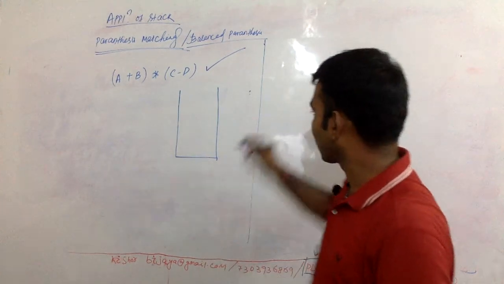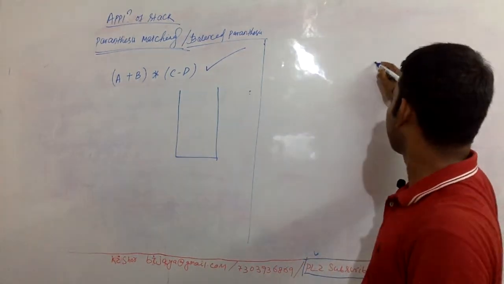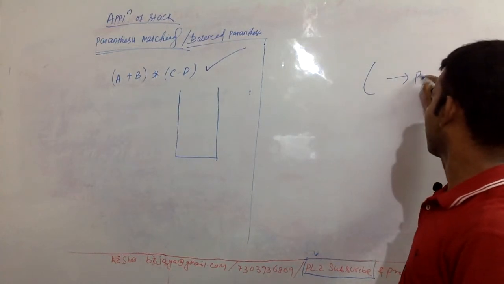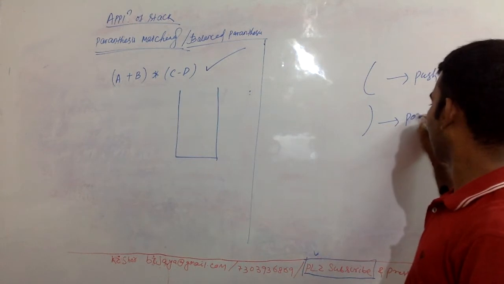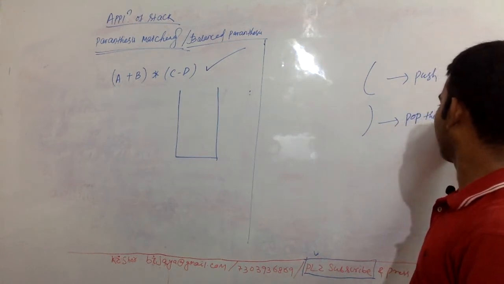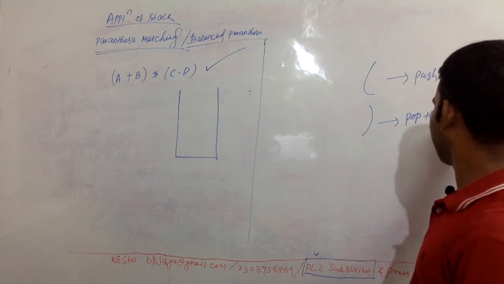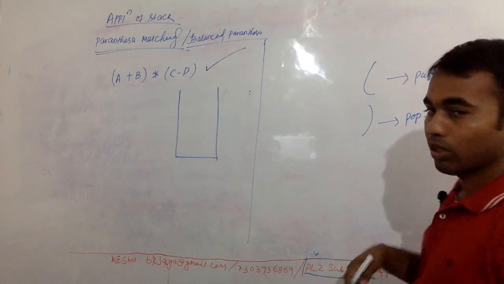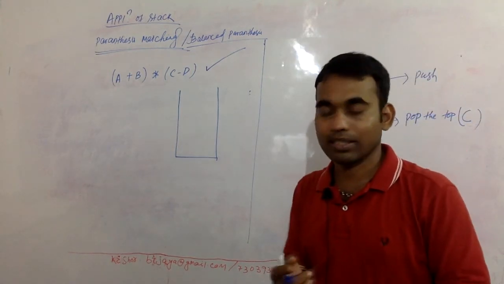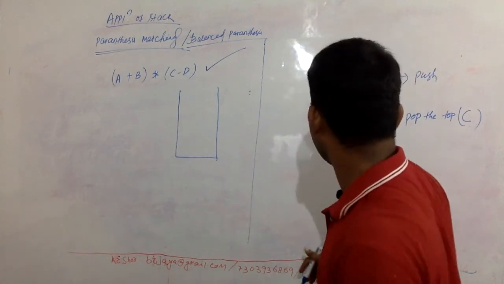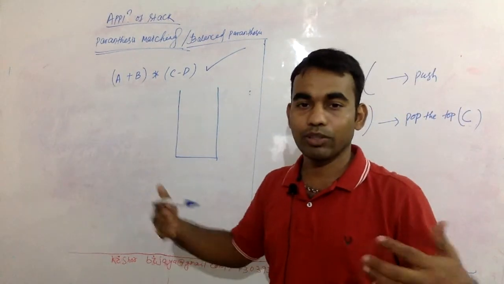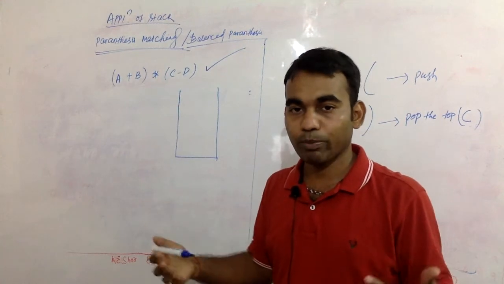Okay, so the concept I am writing here: if it is a left parenthesis, just push it into the stack. If it is a right parenthesis, then pop the top element and check. It should be a left parenthesis whenever you are popping, because that's how it will be a match, right? So you will check that and you will continue till this particular point.